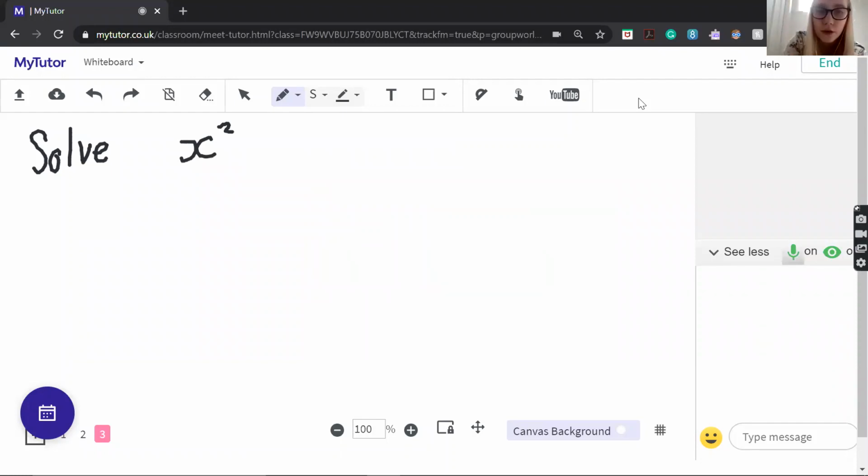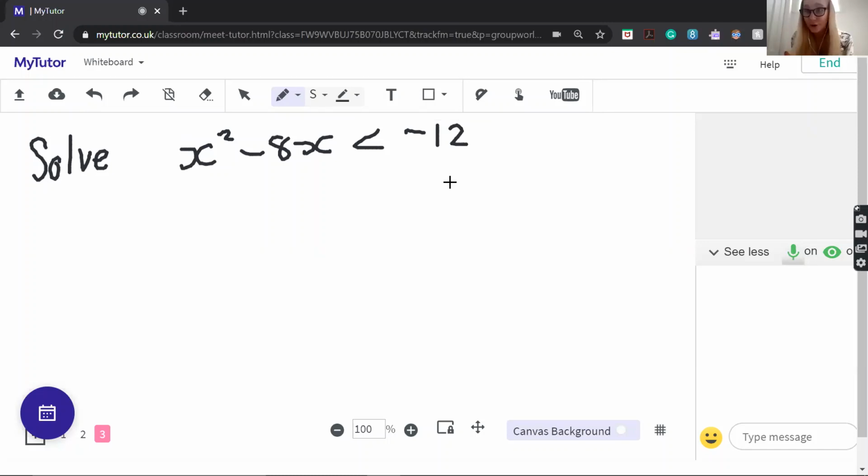So I'm going to do x squared minus 8x is less than minus 12. Okay, sorry, it's quite hard to come up with the questions. This should do what I want it to do. So let's start off by making sure that we understand the question itself. We're just looking for something that when we square it and subtract 8 lots of it, it's less than minus 12. That's what we're looking for.